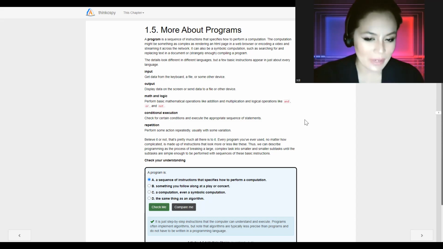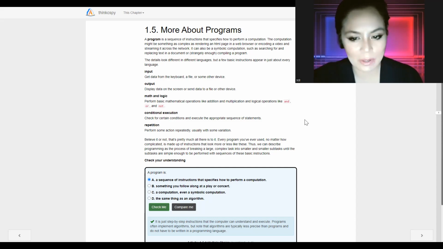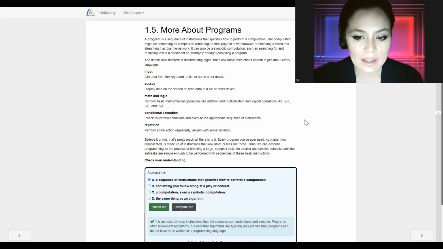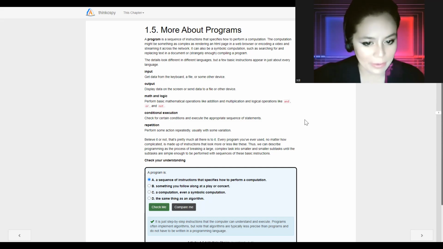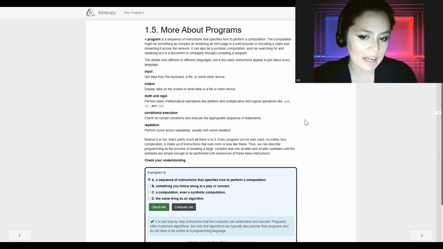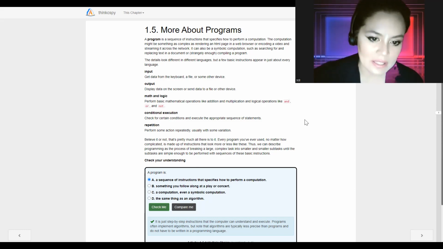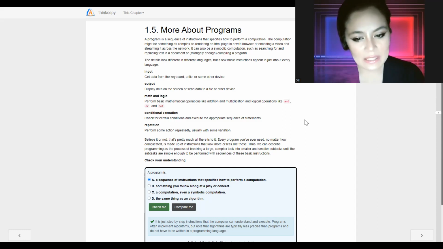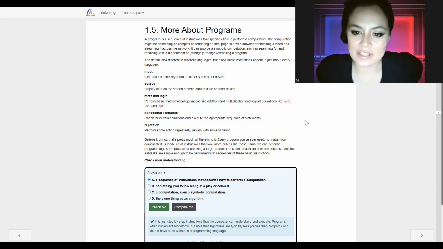Believe it or not, that's pretty much all there is to it. Every program you've ever used, no matter how complicated, is made up of instructions that look more or less like these. Thus, we can describe programming as the process of breaking a large complex task into smaller and smaller subtasks until the subtasks are simple enough to be performed with sequences of these basic instructions.